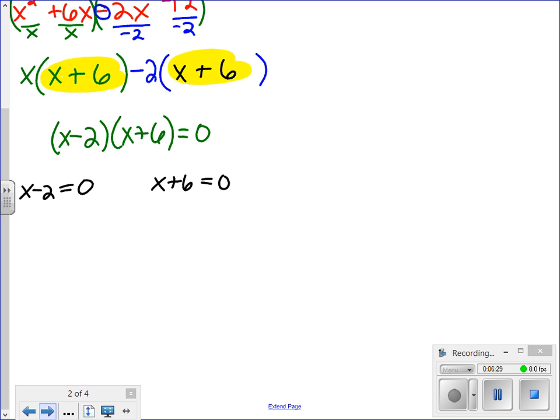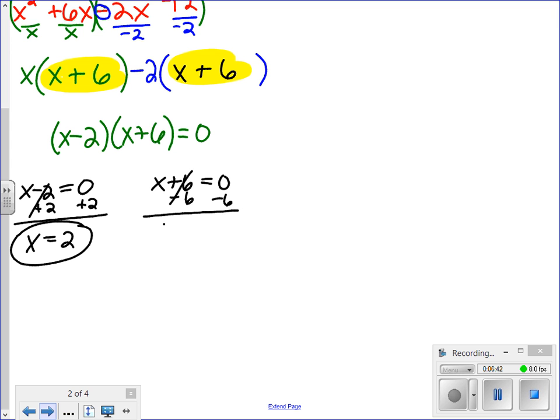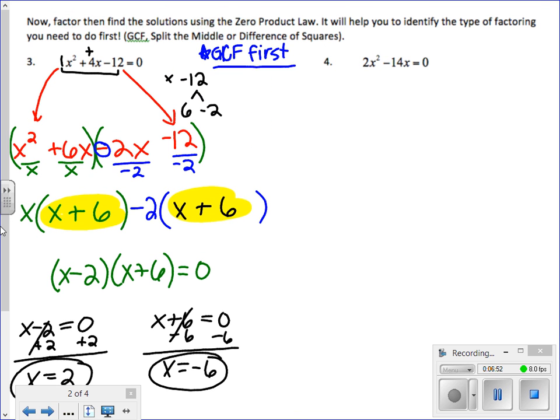Well, for this left-hand one, all I have to do is add 2 to both sides, and I get x equals positive 2 is one of the solutions. On the right-hand factor, I subtract 6 from both sides and get x equals negative 6 as one of the solutions. Right? So that's solving by factoring. Now let's go back up to the next problem, and let's see if we can do number 4.